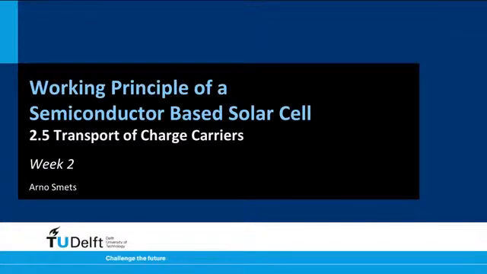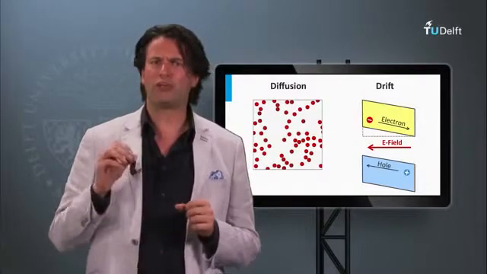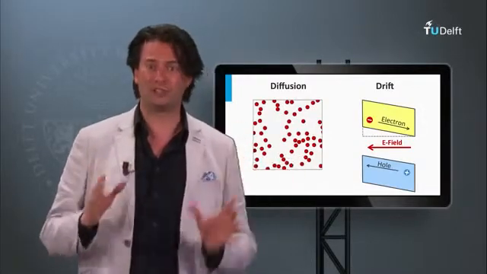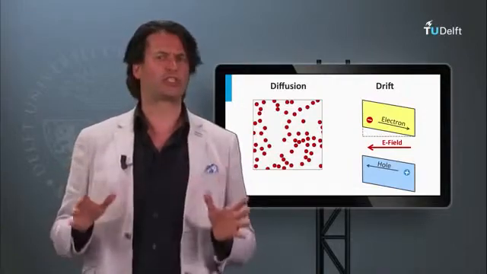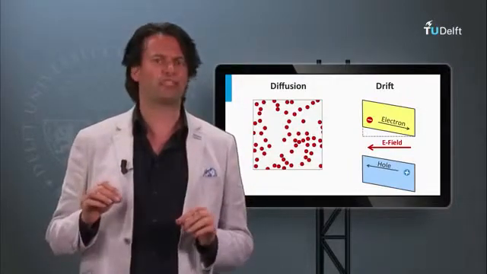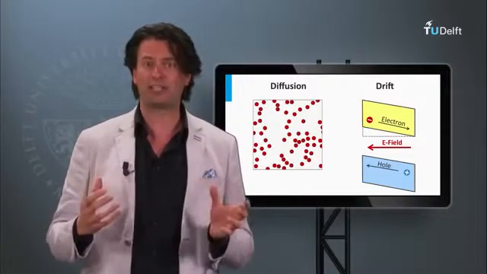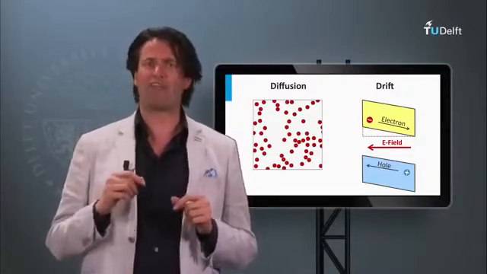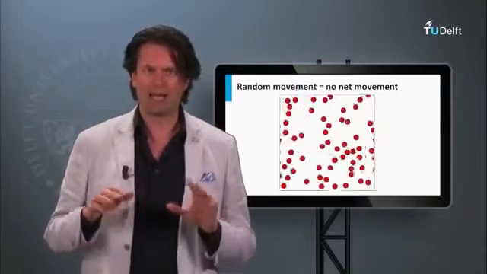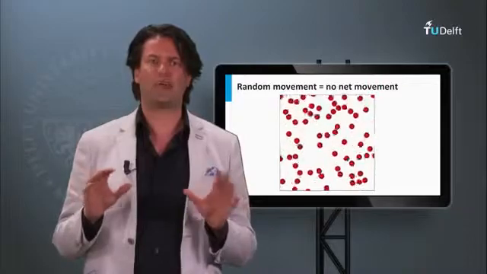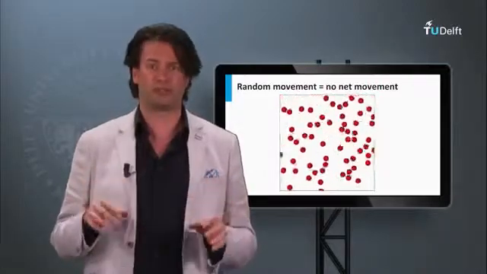What are the charge carrier transport principles? In this block, the two transport mechanisms will be discussed: diffusion and drift. We will discuss that for net movement of charge carriers, either a concentration gradient is required or an electric field is required. Let's consider a free gas of particles at a temperature larger than the absolute zero.